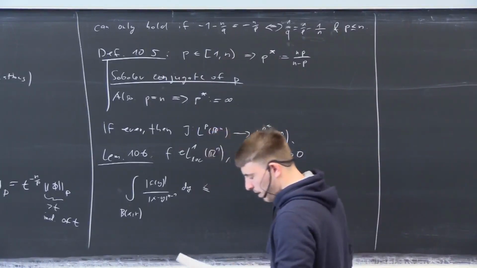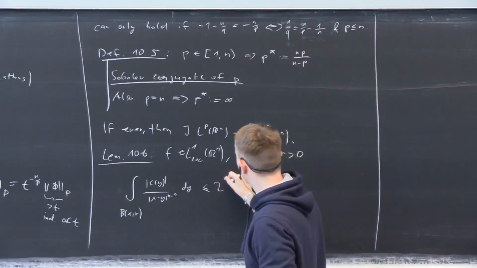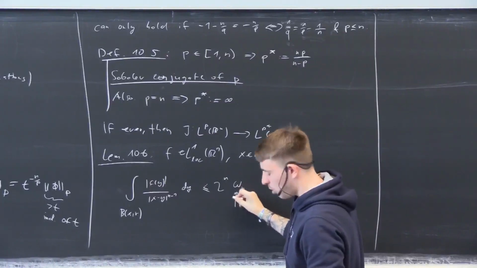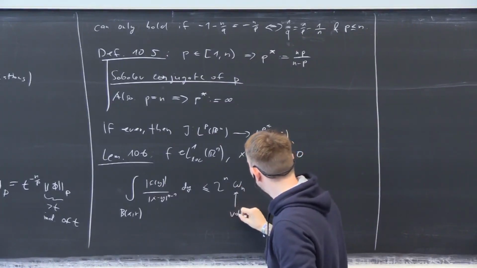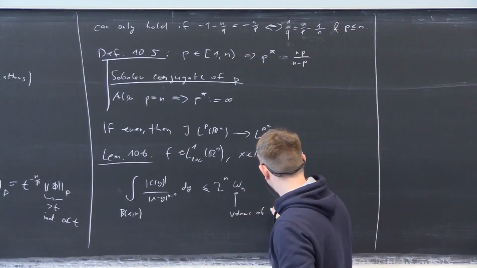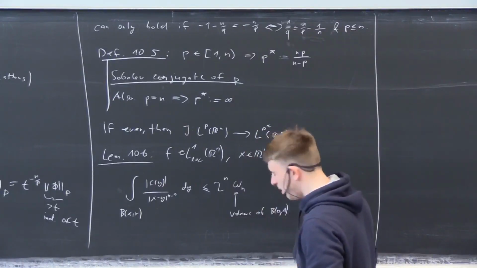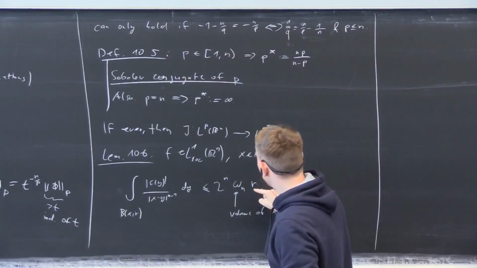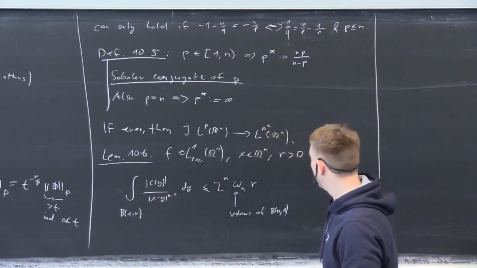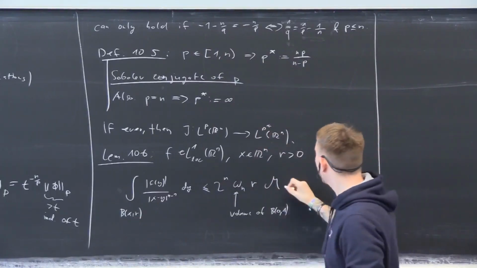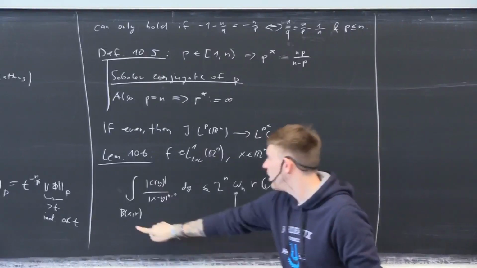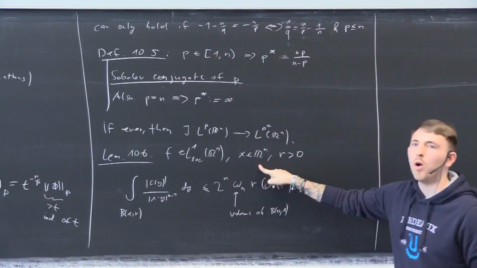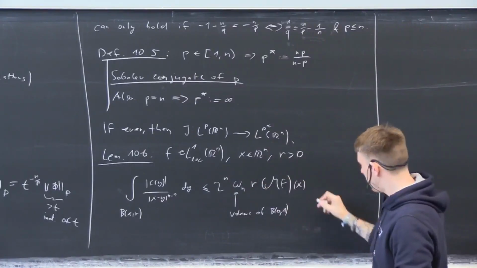And what do I get? I get some constants. I get 2 to the n, a dimensional constant. I get here omega n. So omega n is the volume of the unit ball, the volume of B(0,1). Okay, also a dimensional constant. Then I get here the more interesting r. This is the radius of this ball here. And I get the Hardy-Littlewood maximal operator evaluated in this midpoint of the ball, x. So and this estimate is really for all x in Rn.